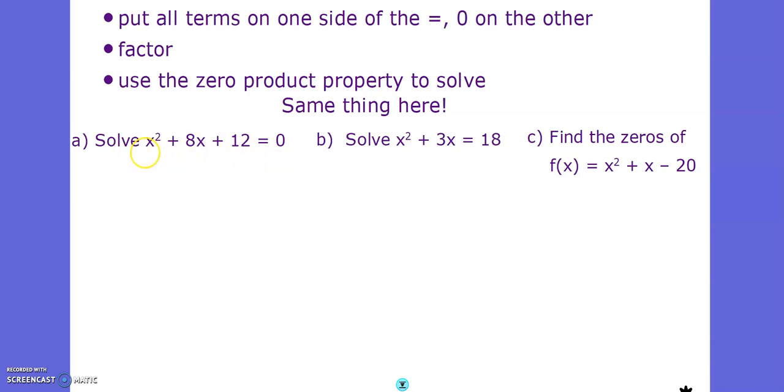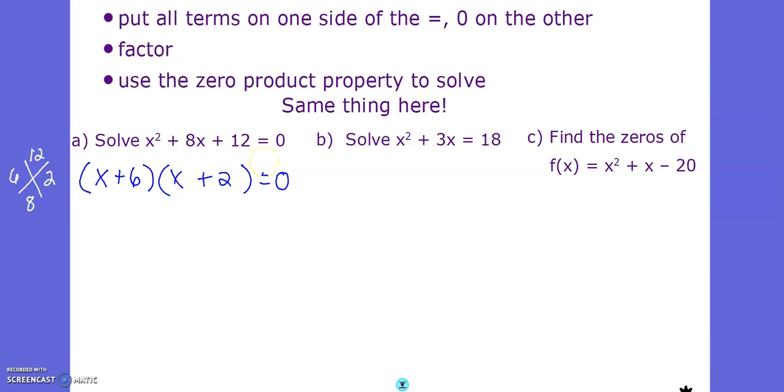Our first example, I have all of my terms on one side, 0 on the other, and it's a trinomial. So I'm going to go ahead and build my 2 sets of parentheses and maybe a little X box over here. I know my numbers need to multiply to 12, but add to 8. I think my answer might be 6 times 2 multiplies to 12, and 6 plus 2 adds to 8. So I'm going to go ahead and write that as my factors, x plus 6, x plus 2.